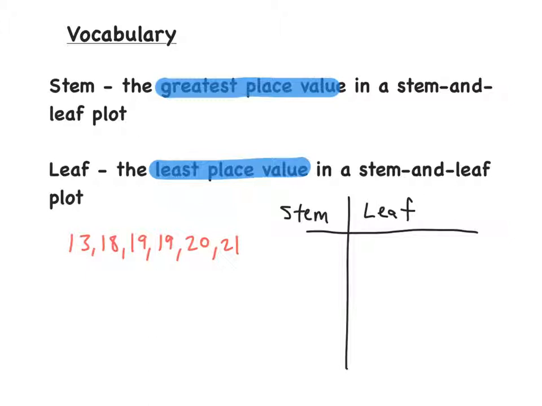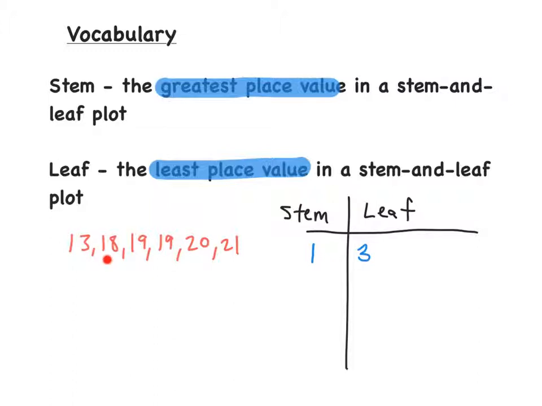We have 6 numbers: 13, 18, 19, 19, 20, and 21. So the stem is the greatest place value in these numbers. In the number 13, the greatest place value is the tens. So the stem is going to be 1. And the leaf is the least place value, which is 3. So we can read this as the number 13.